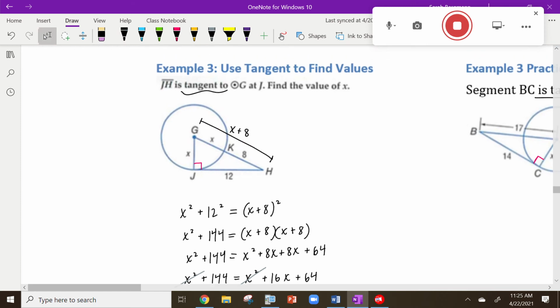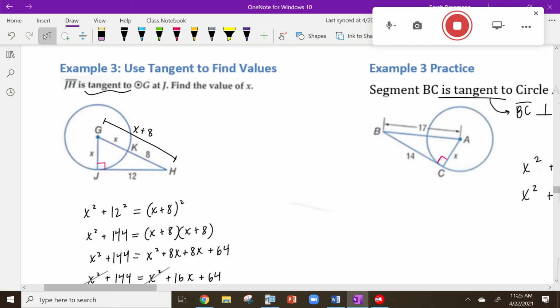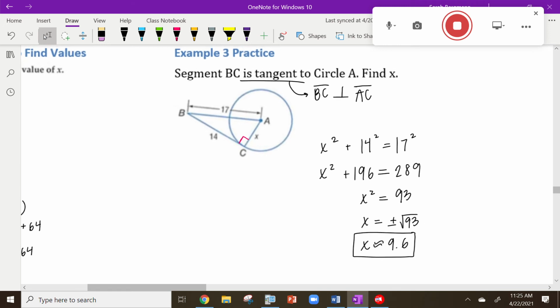All right, I want you to try the practice problem given to the right. Here's the correct answer.